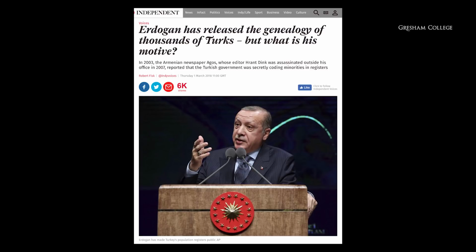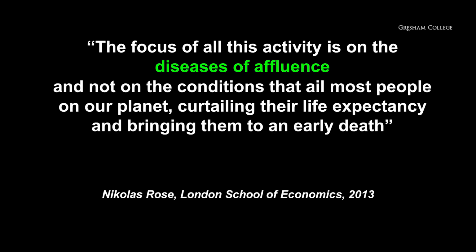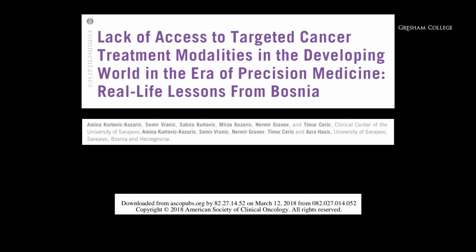Finally, I want to discuss access to treatment. The focus of all of this activity in personalized medicine has been on diseases of affluence, if you like, cancer and rare disease, and not on those things that affect the rest of the planet. There's this incredibly moving paper published this week from Bosnia, which describes the frustration of a place reasonably close to us, knowing that you have new and effective treatments available, that you have identified the patients who would benefit, but you have neither the access to the biological tests nor the drugs to deliver to those patients which are available in, say, the rest of Europe or North America.